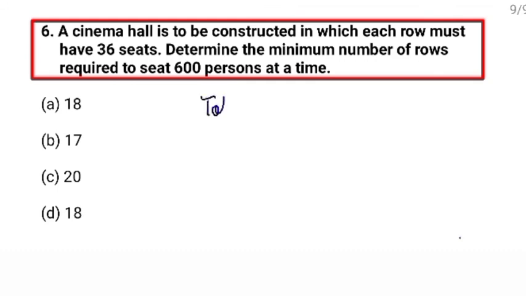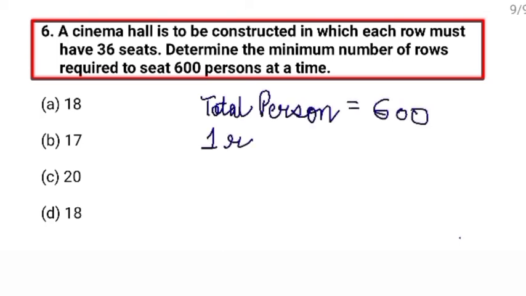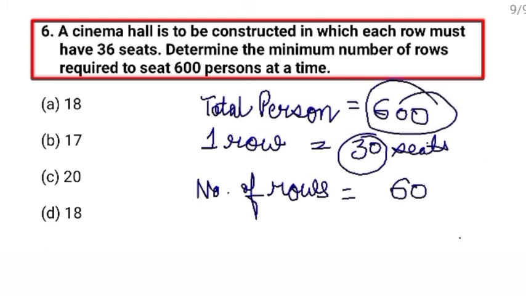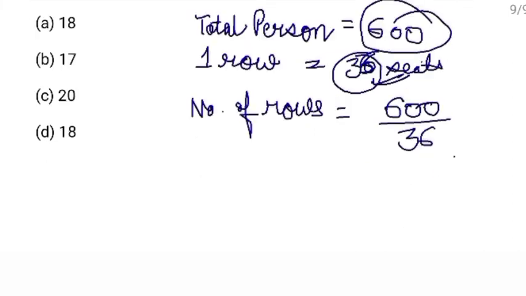Total persons is equal to 600. 1 row is equal to 36 seats. One row has this many seats, and they are asking for the number of rows required. Clear? So you will divide total persons by the number of seats in each row. Students, this is 36, each row 36. So divide 600 by 36.